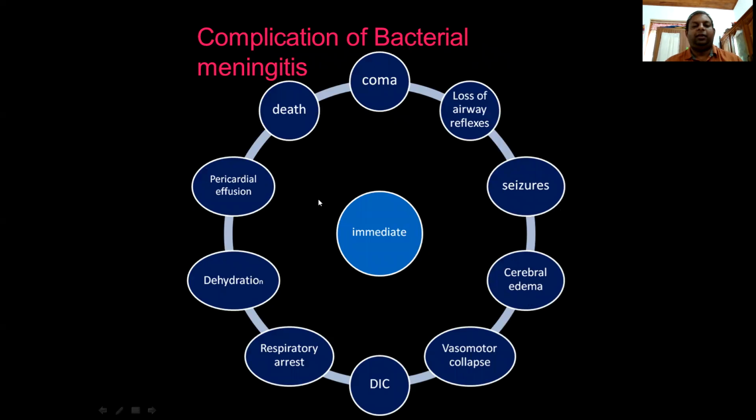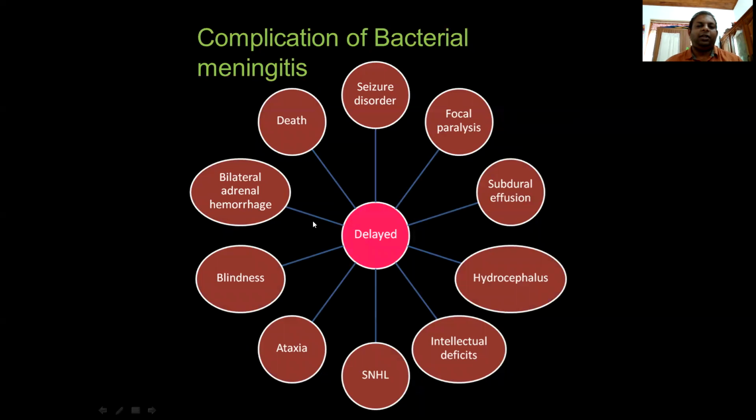Complications of bacterial meningitis. Immediate: it can lead to death, coma, loss of airway reflexes, seizures, focal or generalized, diffuse cerebral edema, vasomotor collapse, DIC, respiratory arrest, dehydration, pericardial effusion. Bacterial meningitis in a delayed manner: ataxia, blindness, bilateral adrenal hemorrhages. It's associated with meningococcal meningitis mainly.